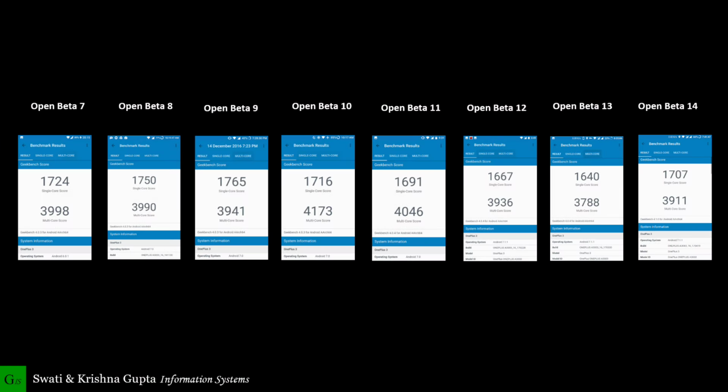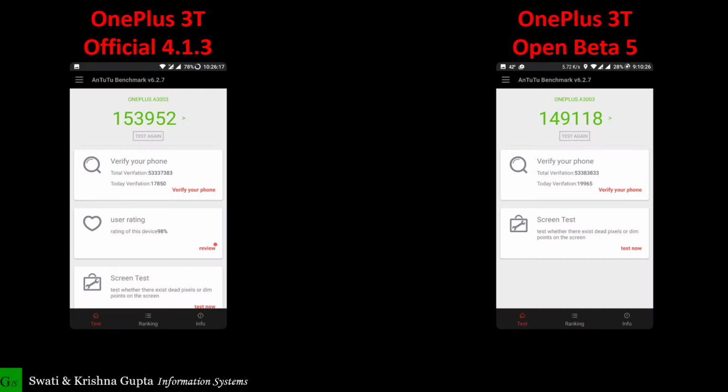So now let's talk about the Geekbench score. Open Beta 7 to Open Beta 14, you can see again Open Beta 10 and 11 were the fastest in terms of performance. Again, from 12 to 14 you can see the scores are pretty much common, you can say. Now let's talk about the OnePlus 3T.